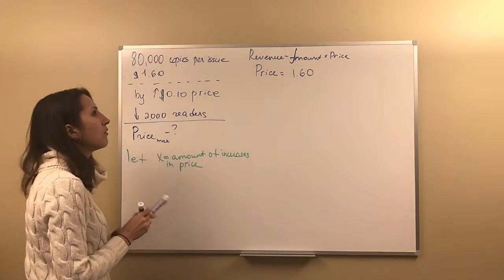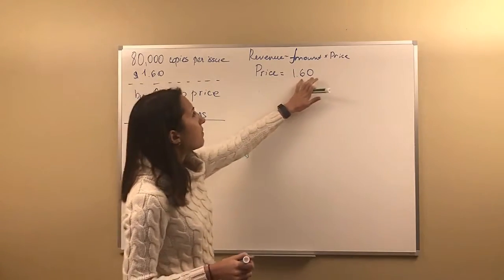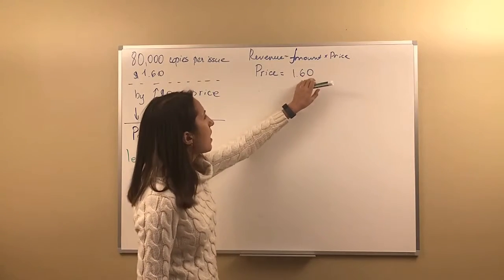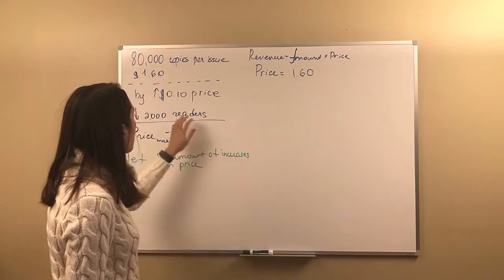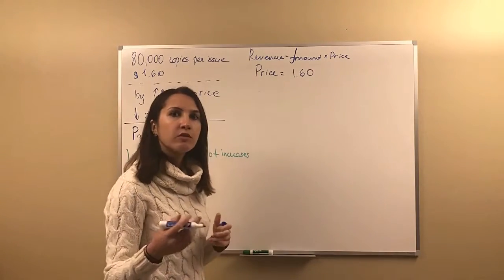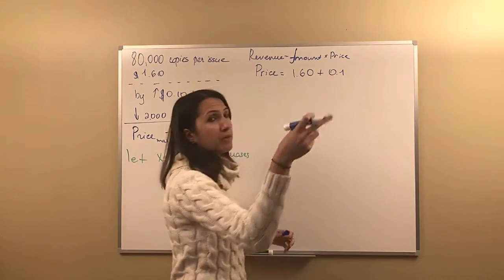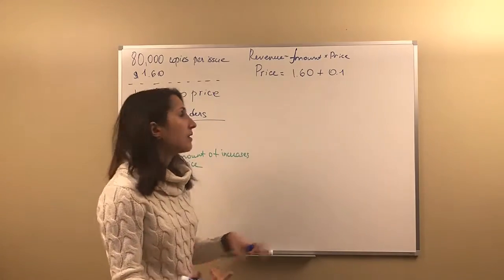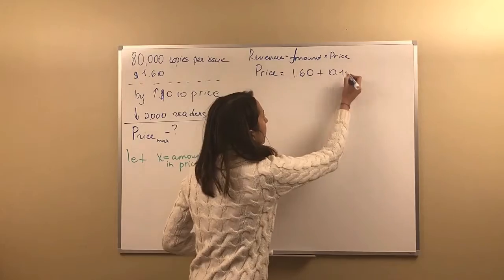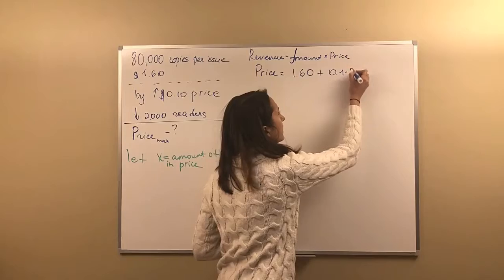By doing that, now how will our equation for price look? We know the base price is $1.60, and now our price will be, if we want to increase it the first time by 10 cents, 0.10 times 1. If we want to increase by 2 steps, that would be 10 cents times 2. So you kind of understood already where I'm going with this. That would be 0.1 times X.